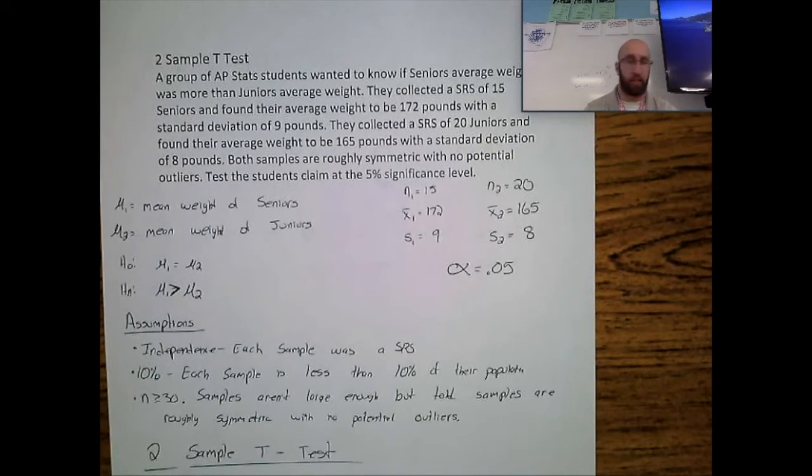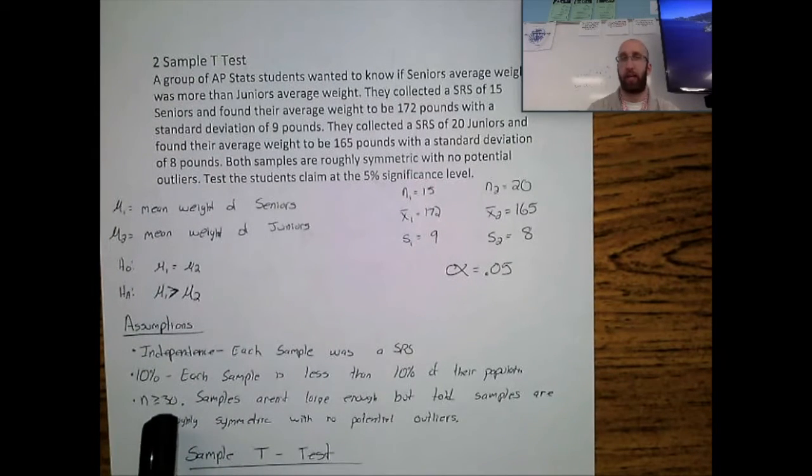Our assumptions, very, very important. We need our assumptions. If we don't have them, the problem falls apart. Can't exactly do it, okay? So we need our assumptions, otherwise everything crumbles from here. So that's the next logical thing. Three things I'm going to check are independence, 10%, and n is greater than or equal to 30. Independence: both samples were randomly selected. In fact, they were simple random samples. That's going to help me with independence.